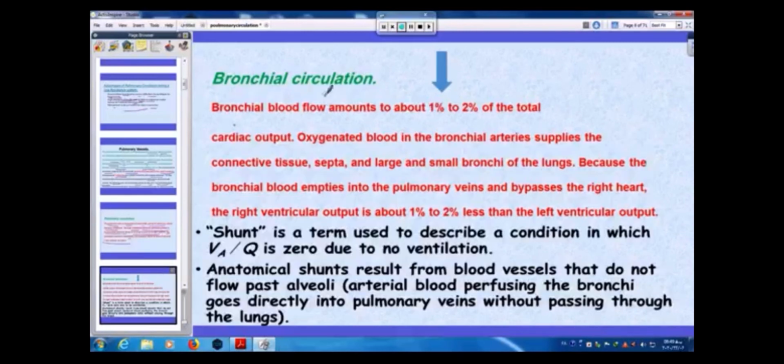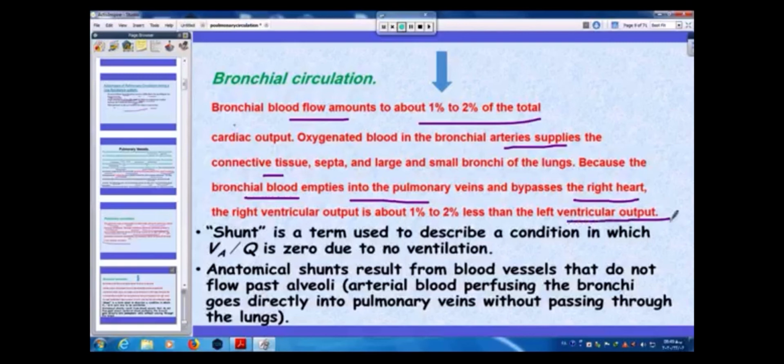The bronchial circulation is a very special circulation in the lungs. Bronchial blood flow amounts to about 1% to 2% of the total cardiac output, and oxygenated blood in the bronchial artery supplies the connective tissue, septa, and large and small bronchi of the lungs. Because the bronchial blood empties into the pulmonary veins and bypasses the right heart, the right ventricular output is about 1% to 2% less than the left ventricular output. This is a very important point.